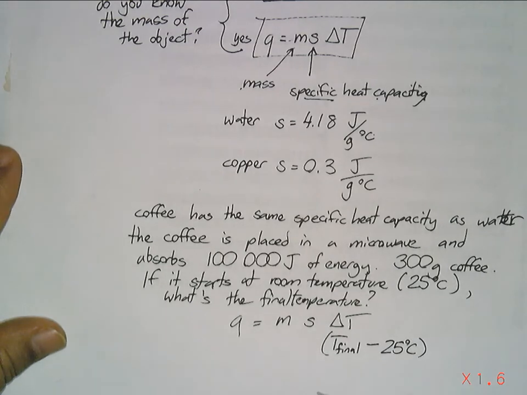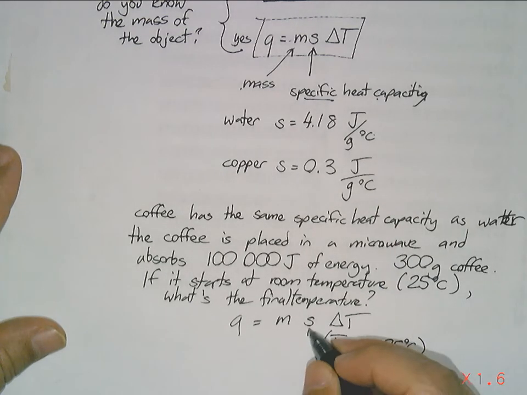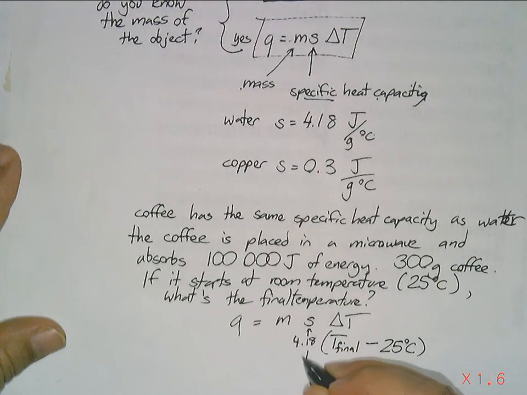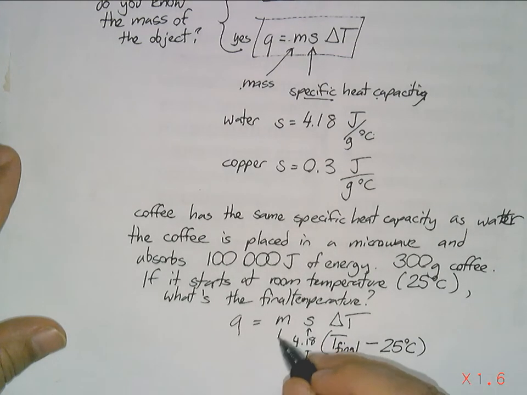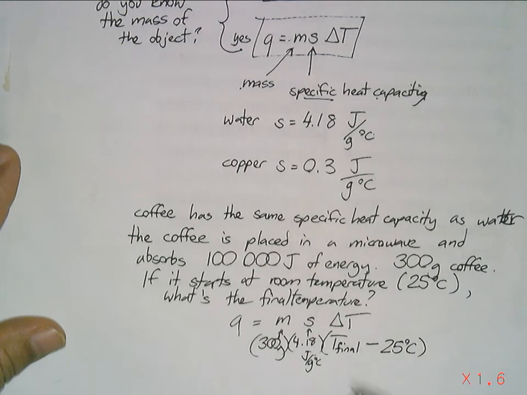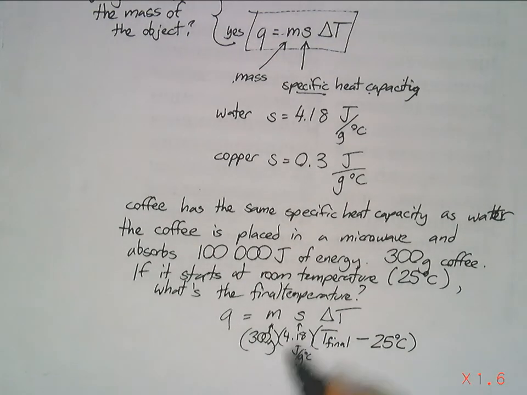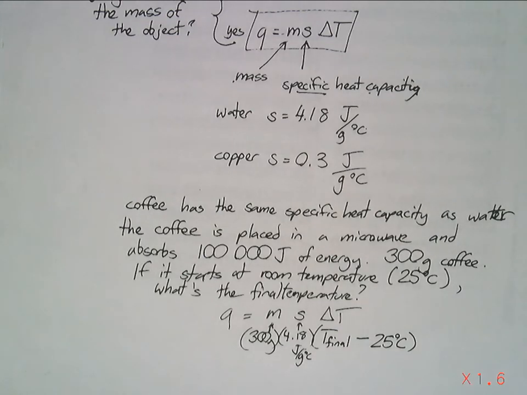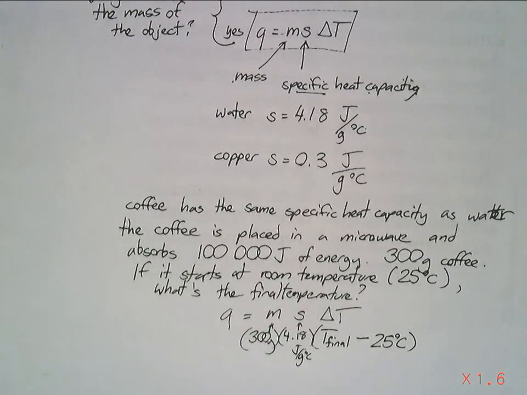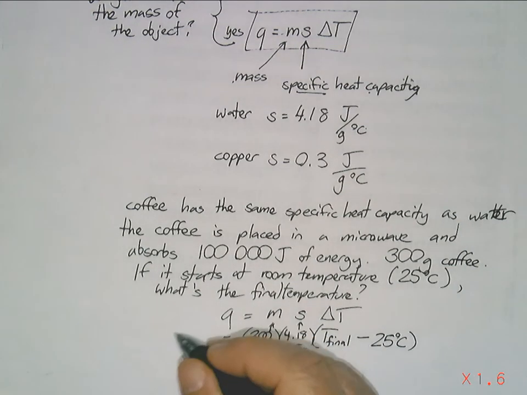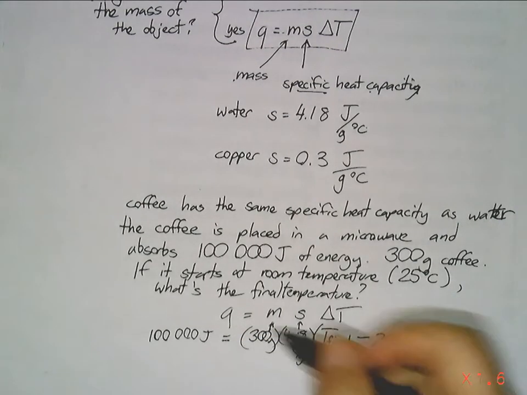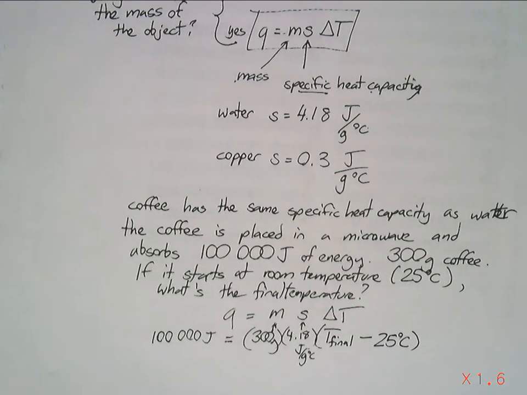The specific heat capacity of the coffee is the same as for the water, so I can write that in as 4.18 joules per gram degree Celsius. And the mass is given, it's 300 grams. So I'd take 300 times 4.18, that's about 1200, times T final minus 25 degrees. Over here I've got 100,000 joules. So I've taken Q equals ms delta T and put the numbers in wherever I could.